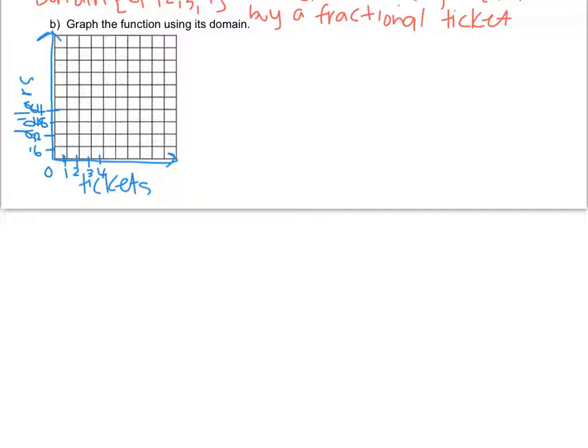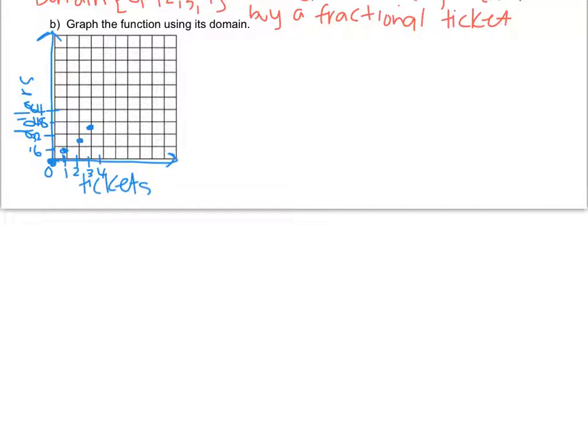Anyway, all right, so if I buy 0 tickets, then it costs me $0. If I buy 1 ticket, it costs me $15.95, which is basically $16. So, give me a break. We'll just go right underneath. All right. And then if I buy 2 tickets, it's $31.90, which is almost 32. If I buy 3 tickets, it's $47.85, which is almost 48. So let's get really close to 48. And then if I buy 4 tickets, it's $63.80, which is basically $64.